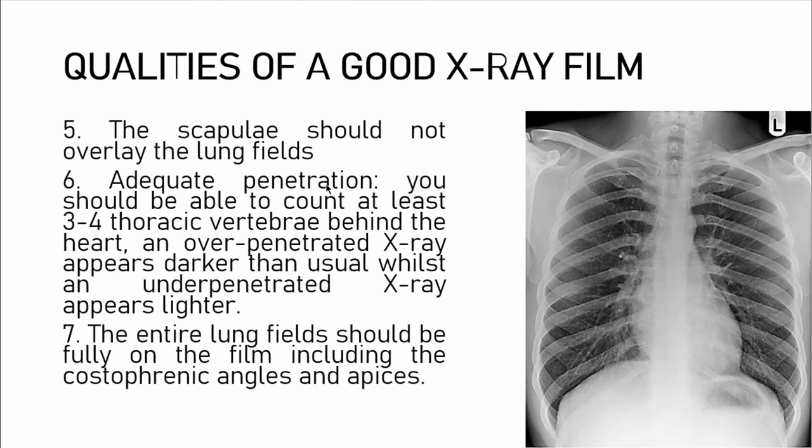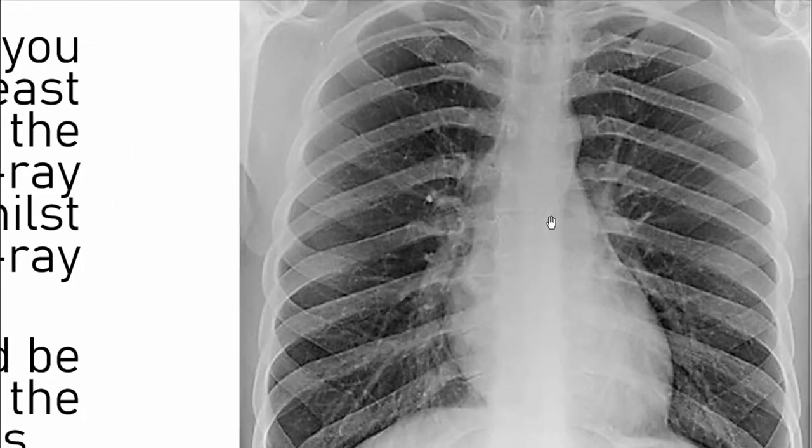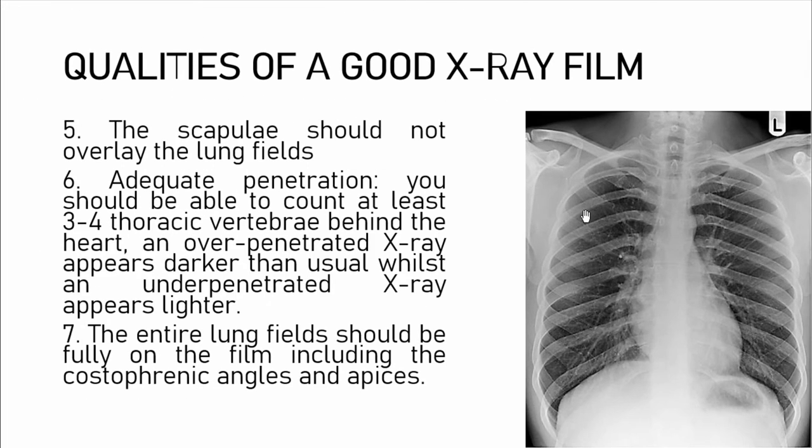So the fifth thing is you should ensure that the scapulae are not in the lung fields. So the scapula is not in the lung fields over there. You should ensure that there is adequate penetration. You should be able to count at least 3 to 4 thoracic vertebrae behind the heart. If we zoom this image, we should be able to count these thoracic vertebrae. So 1, 2, and the third one over here, which you can make out there. You should be able to see the outline of this vertebra very well. That means that this X-ray is well penetrated and well exposed.